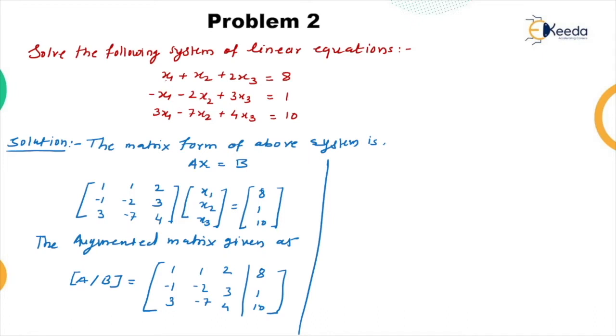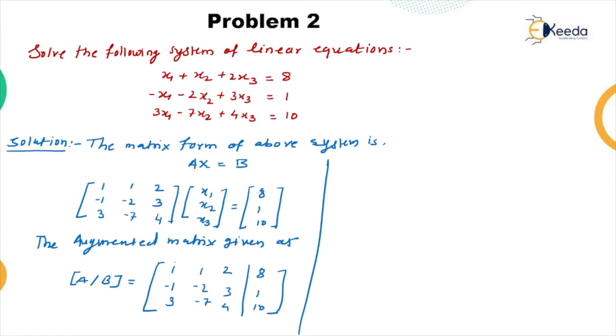So let's see, you have to observe what the coefficient matrix A is, what the matrix of unknowns is, and what the matrix of constants is. The given system of linear equations can be written in matrix form. What is the matrix form? The matrix form is AX is equal to B, where A is the coefficient matrix, X is the unknown matrix, and B is the matrix of constants.